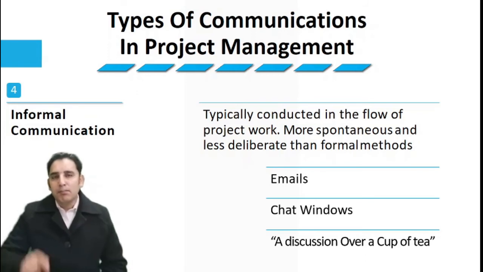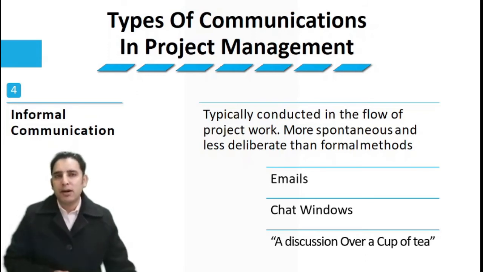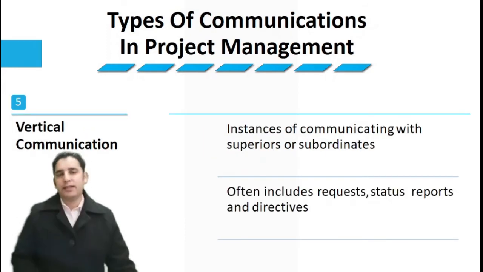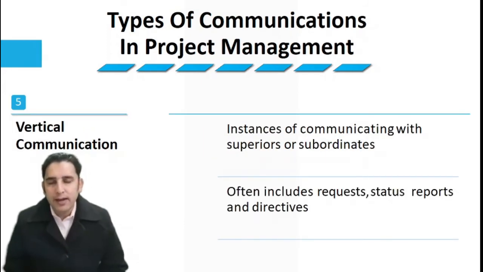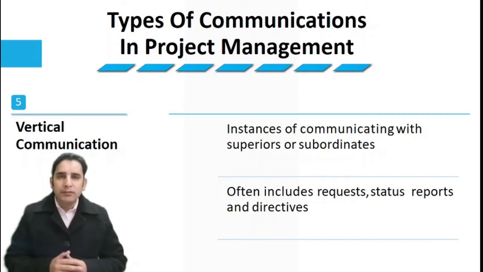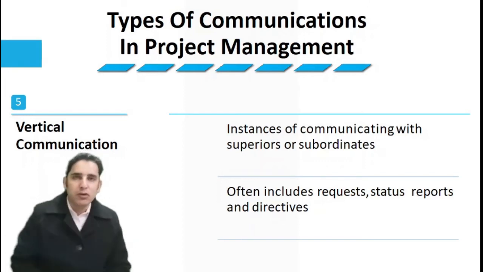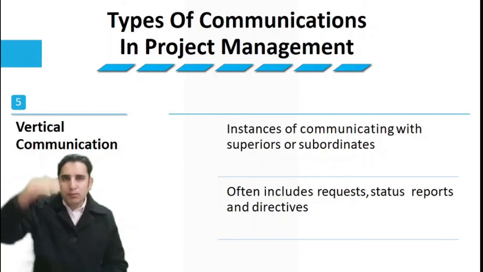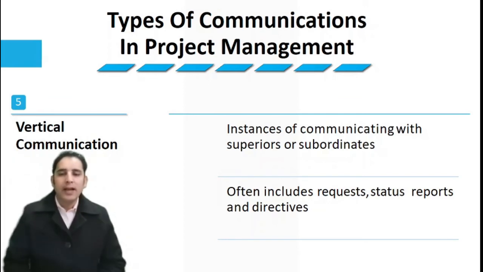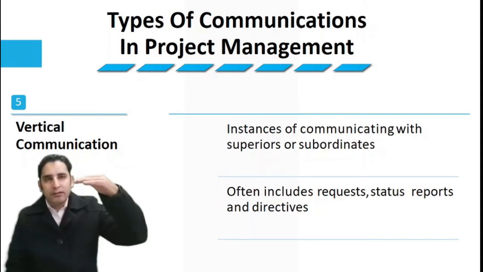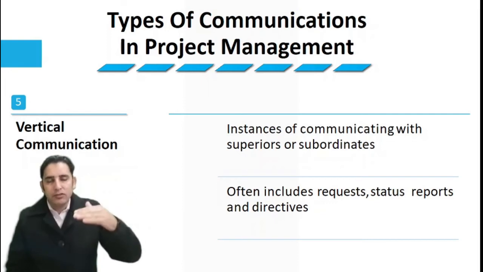The fifth and most important communication the Project Management Body of Knowledge has defined is vertical communication. Vertical communication is a type of communication that happens between superiors and their subordinates, which means that the flow of communication is from top to bottom, and that makes it vertical communication. Because in vertical communication, the superiors are giving directives to their subordinates.